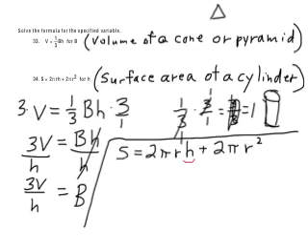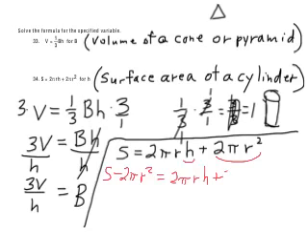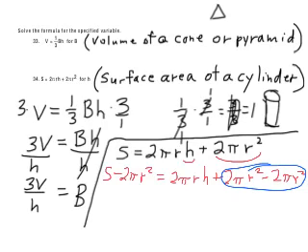So let's get that 2 pi r squared out of the way first. So we'll subtract: s minus 2 pi r squared equals 2 pi rh plus 2 pi r squared minus 2 pi r squared. Okay, that plus its opposite equals 0. So we have s minus 2 pi r squared equals 2 pi rh.